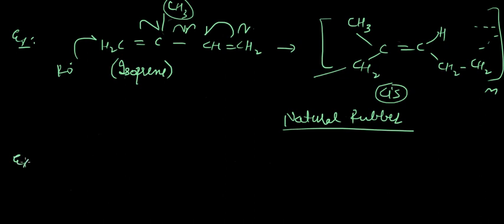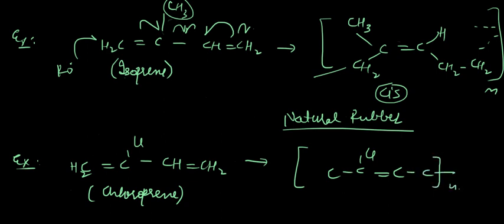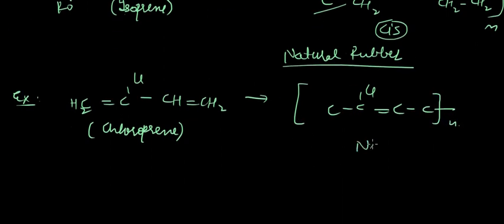Now let's see another example wherein we have something like this. This is known as chloroprene, not chloropropene, sorry, chloroprene, and this undergoes this reaction, which gives neoprene. And this is synthetic rubber.